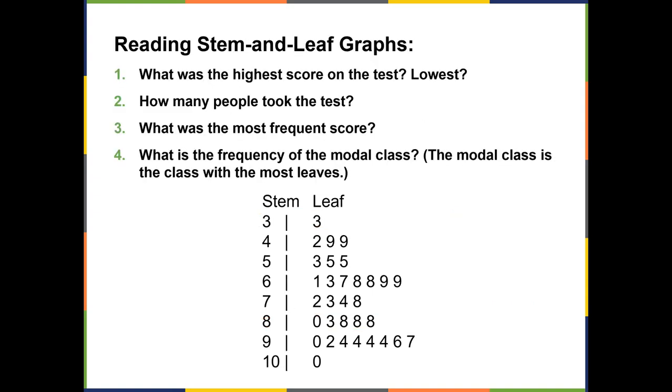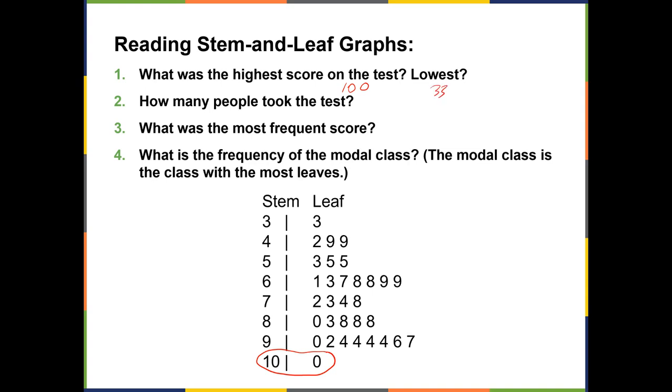So let's see if we can answer some questions from reading our stem and leaf graph. I would like you to pause the video now and try to answer these 4 questions, and then unpause and I'll come back and go over them. All right, what was the highest score on the test? Well, the highest score is down here and it's a 100. And what's the lowest score on the test? Well, that was our 33.